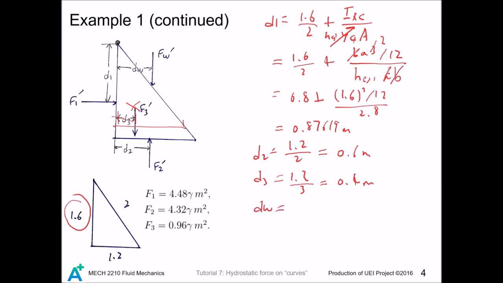And finally, for dW. Again, FW is the weight of the gate, and it acts through the centroid of the gate. So again, it must be half of this whole length, and that is 1.2 divided by 2, and that is 0.6 meters.